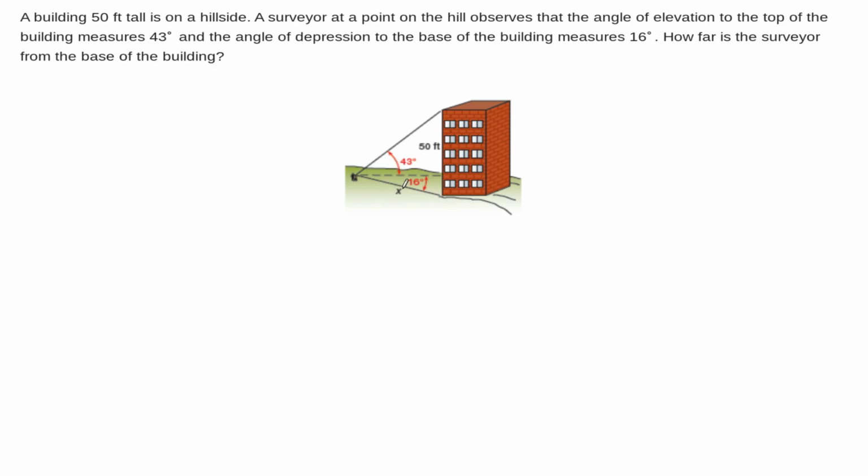The angles, there's two angles here. So the angle of elevation from the surveyor is 43 degrees. And the angle of depression down here is 16 degrees, and we are asked to find the length x, of the linear distance here on the lower side of this triangle from the surveyor to the base of the building. So we need to kind of gather our thoughts here.